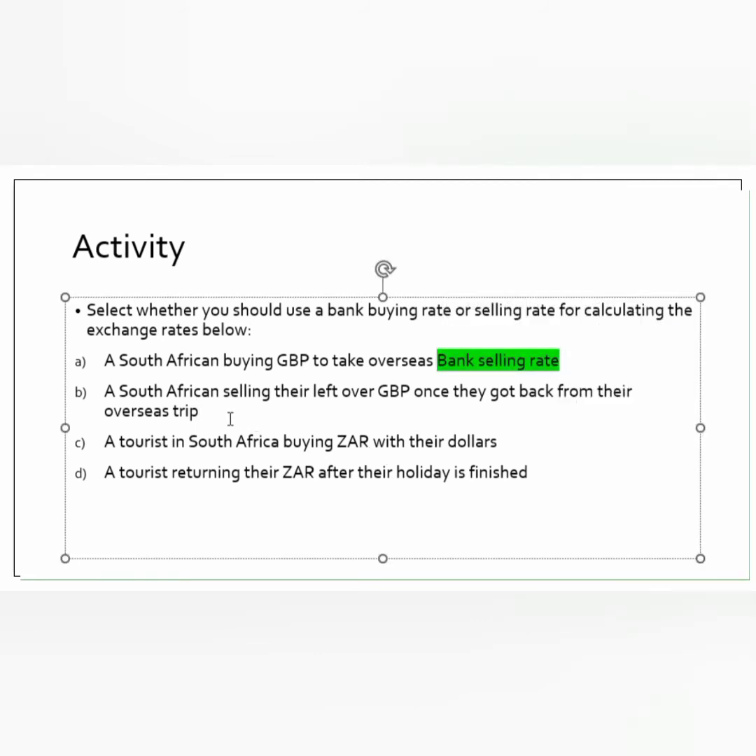And then the second statement, a South African selling their leftover Great British Pound once they got back from their overseas trip, right? So obviously because it's a different statement, it's vice versa. So it's going to be bank buying rates.